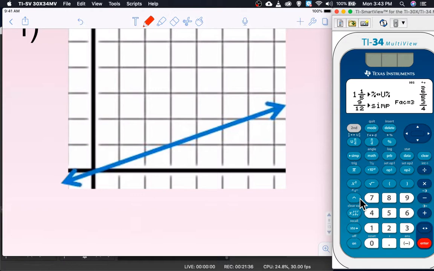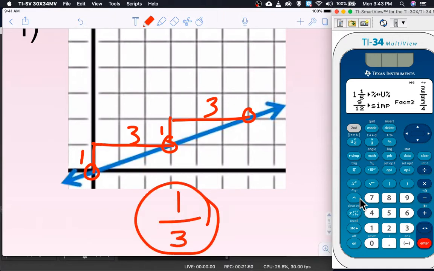Letter F. Boom, boom, boom. Up 1 over 3. Up 1 over 3. Up 1 over 3. The slope is 1/3. We went up 1, we went over 3.